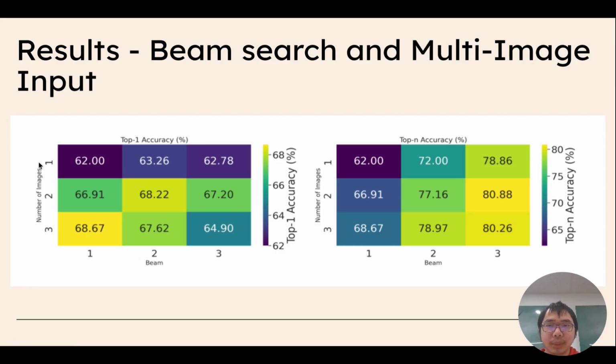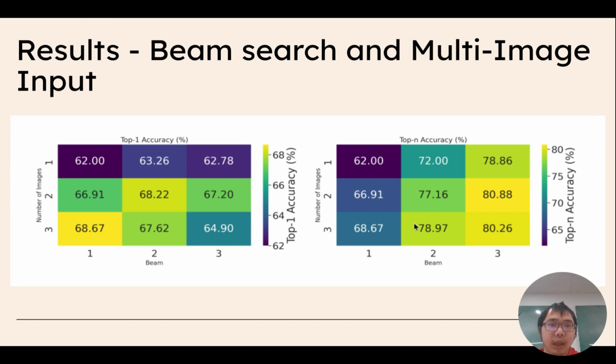So here we can see for the beam, if we increase the beam from 1 to 3 and keep the image input as 1, we don't really see an increase in performance. And same thing for 2 images and 3 images. However, when the beam number is 1, we can increase the number of image inputs. This will slightly increase the accuracy.